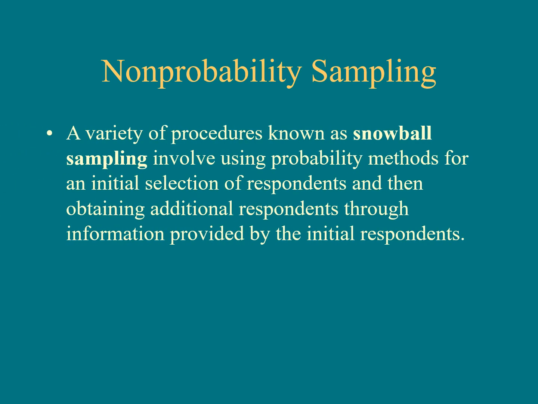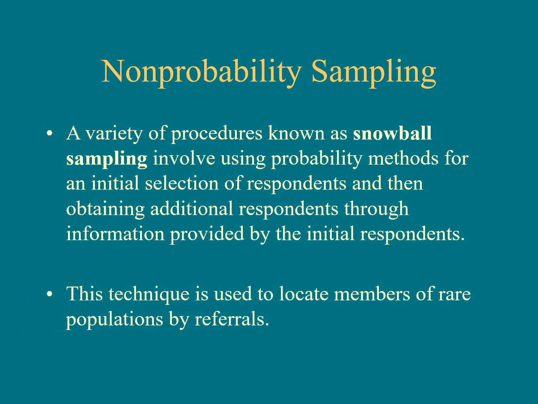Non-probability sampling. A variety of procedures known as snowball sampling involves using probability methods for an initial selection of respondents and then obtaining additional respondents through information provided by the initial respondents. This technique is used to locate members of rare populations by referrals.